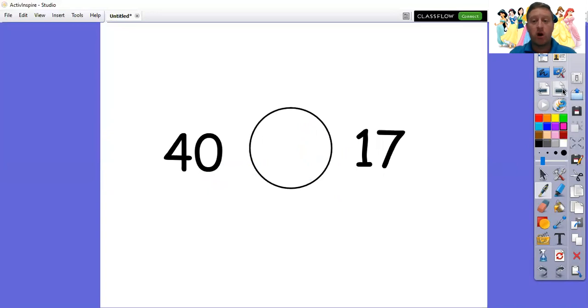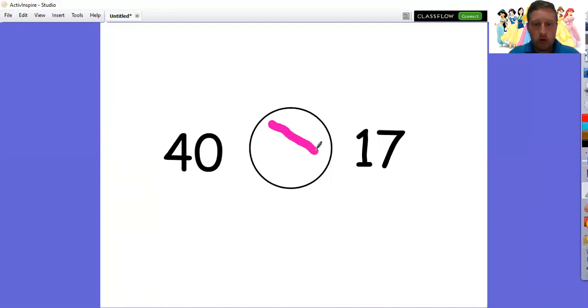Let's take a look at another one. Now we have the numbers 40 and 17. So which one is the biggest number? So we have to open the crocodile's mouth to the biggest number. So we'll take our pen and make sure we draw the crocodile eating the biggest number. So this time we can say 40 is greater than 17. 40 is greater than 17.